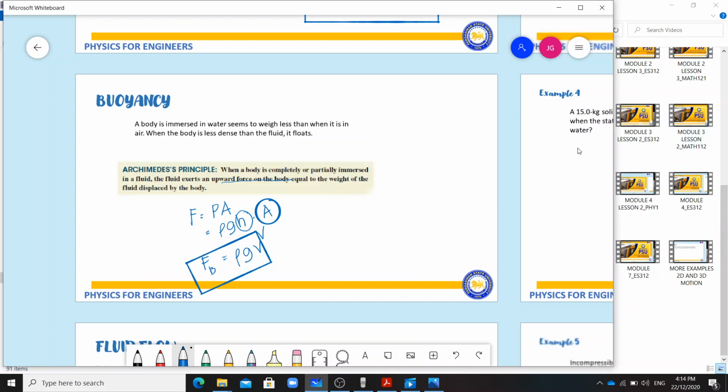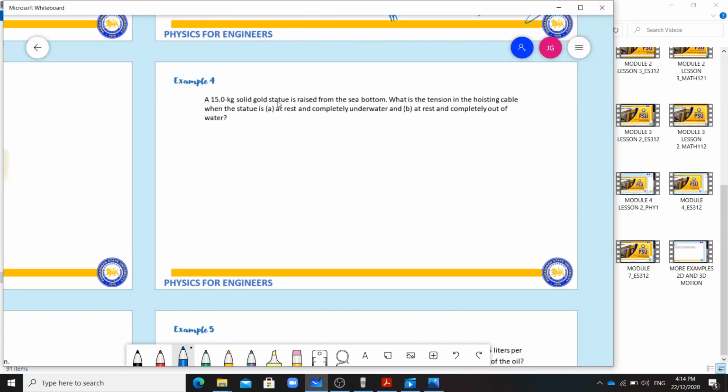Ayan. So, sagutan natin example number 4. A 15 kilogram solid gold statue is raised from the sea bottom. What is the tension in the hoisting cable when the statue is A, at rest and completely underwater? Okay. So, meron daw tayong statue at merong hoisting cable. Ito ay nasa ilalim ng tubig. Kung gagawa tayo ng free body diagram, meron tayong tension, meron tayong weight ng statue at syempre may force ng buoyancy.